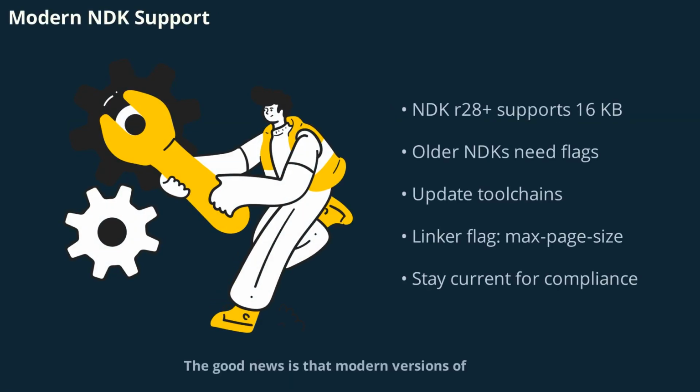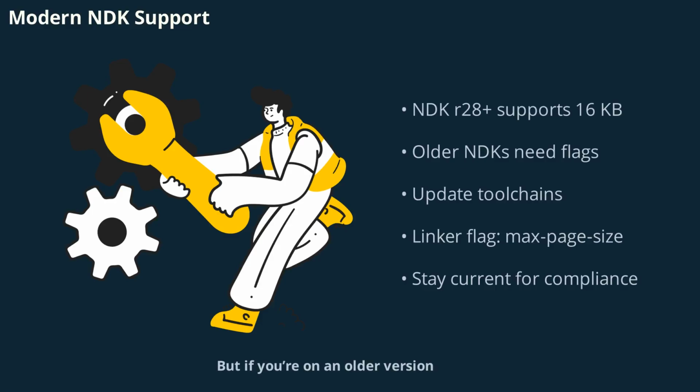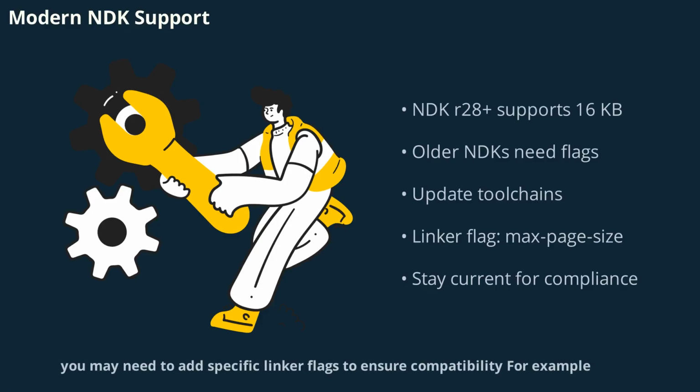Good news is that modern versions of the Android NDK already support 16 KB page sizes. If you're using NDK r28 or higher, your builds are aligned correctly by default. But if you're on an older version, you may need to add specific linker flags to ensure compatibility. For example, with NDK r27, you should add -Wl,-z,max-page-size=16384 during linking. Even older toolchains require an additional -Wl,-z,common-page-size=16384 argument. Keeping your toolchain up to date is the easiest way to avoid headaches.